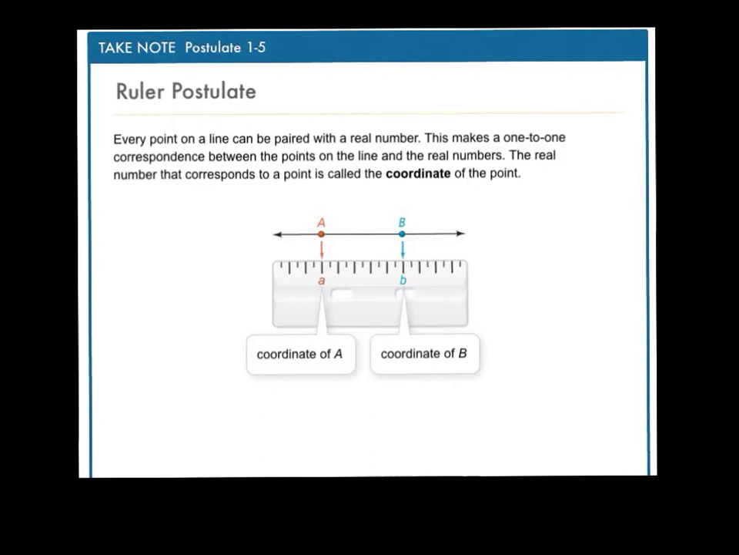If you remember, we've seen coordinate points before on an XY axis, like 1, 2, 1 to the right, 2 up. So it's the same thing, it's just linear, it's just on a line now. So A could be 1, B could be 2.